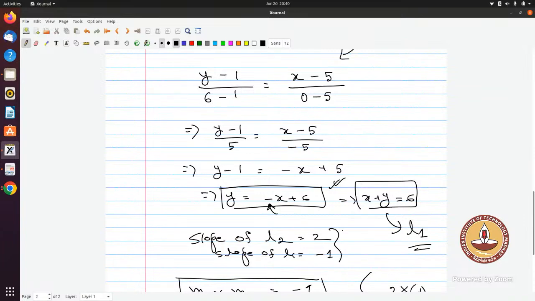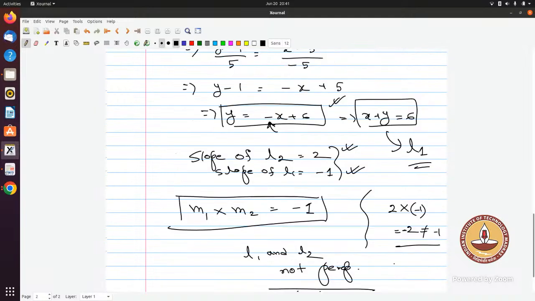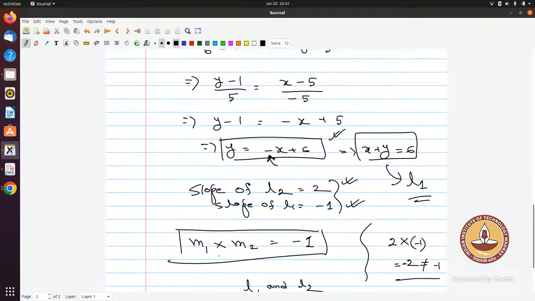So slope of L2 is 2, slope of L1 is minus 1. So if I take the product, that is minus 2, which is not minus 1. So they are not perpendicular. And slope of L1 is not equal to slope of L2, so they are not parallel also. So the last two options are incorrect. So the only correct option is option B. Option B, sir. Clear to everyone? Yes, sir.